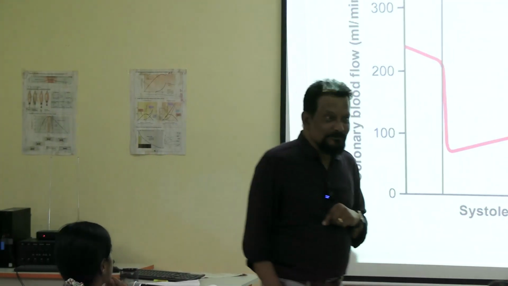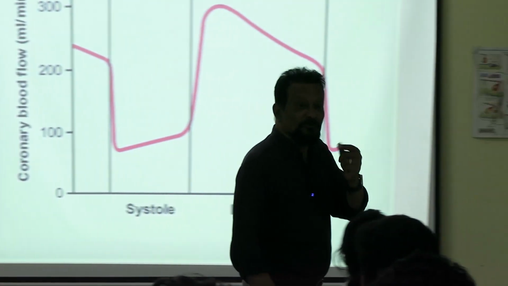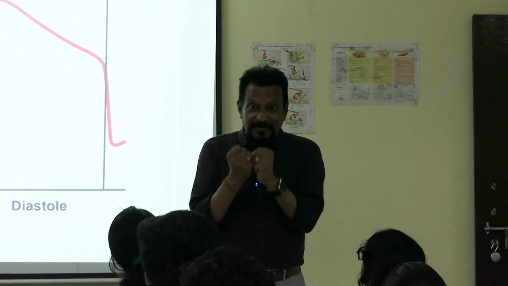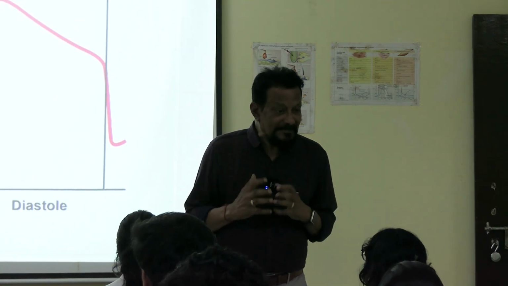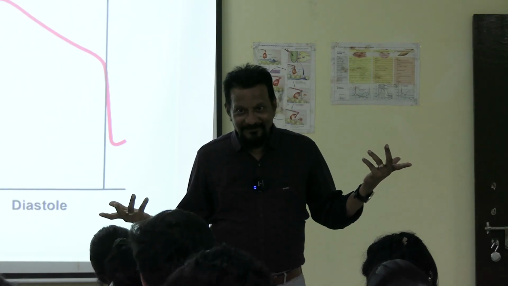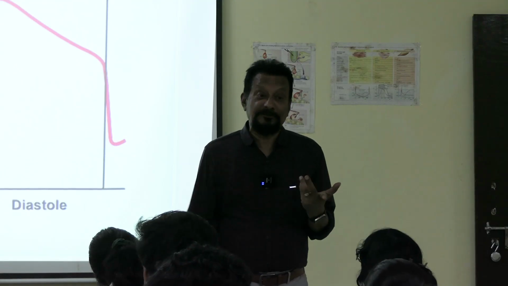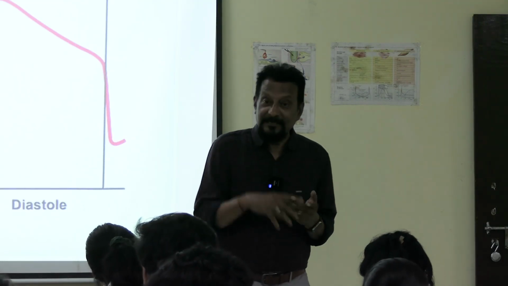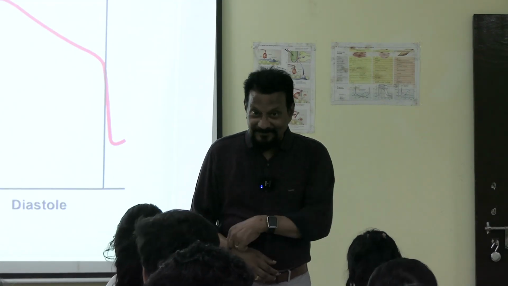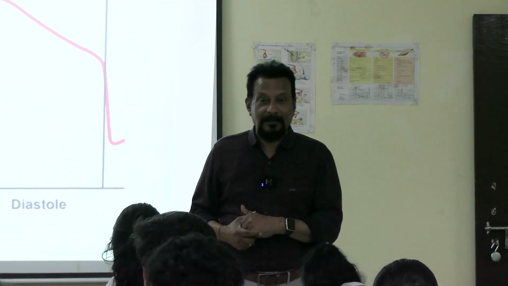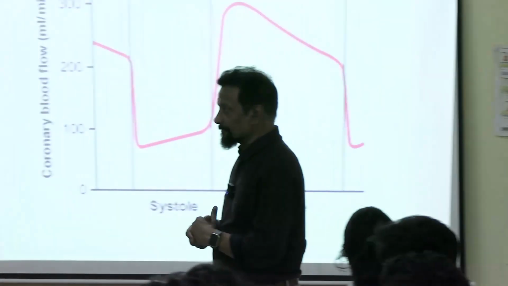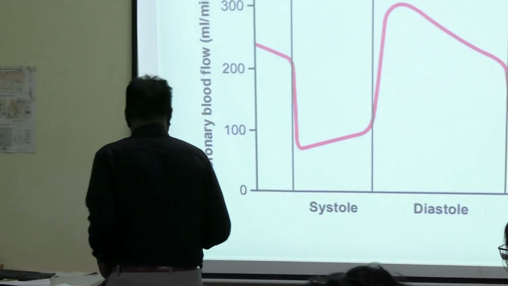Whereas other tissues, per gram, are getting 4 to 5 ml. So the heart's requirement of blood per gram is much more. Why is it more? Because it has to supply more oxygen, more nutrients. It has to wash out the metabolites, carbon dioxide. So that's why more and more blood has to be perfused.